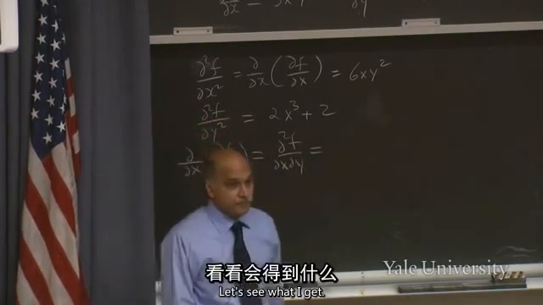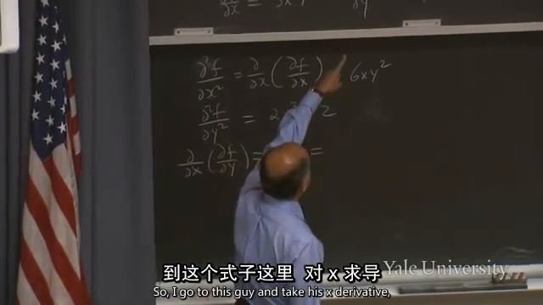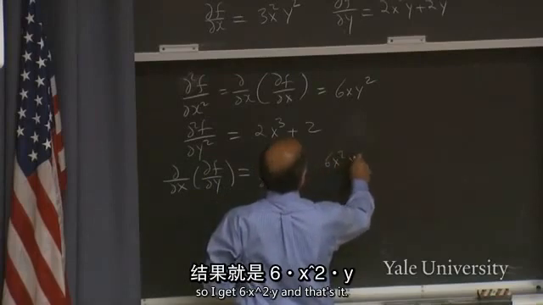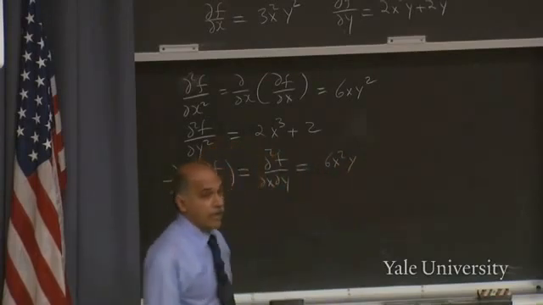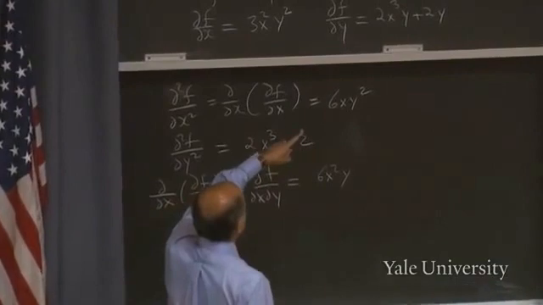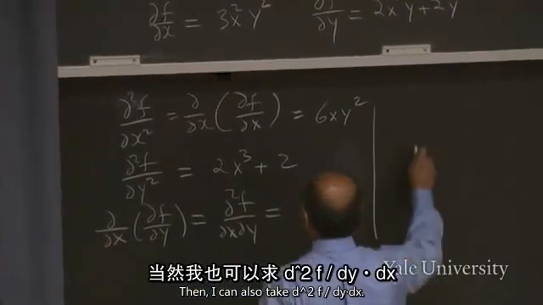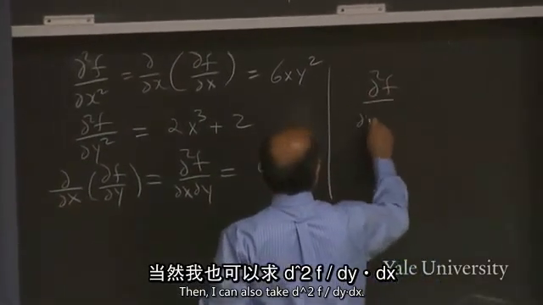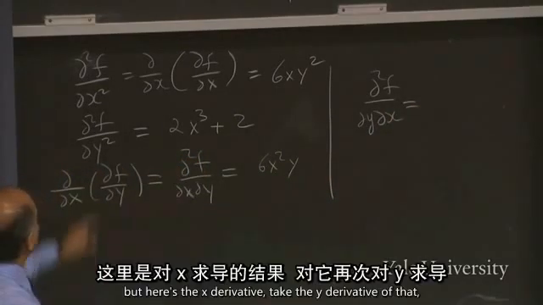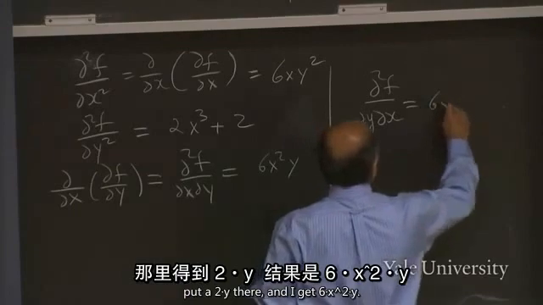Let's see what I get. So I want the x derivative of the y derivative. So I go to this guy and take its x derivative. I get 3x squared from there. So I get 6x squared y, and that's it. So make sure that I got the proper x derivative of this. I think that's fine. Then I can also take d2f dy dx. That means take the y derivative of the x derivative. Well, here's the x derivative. Take the y derivative of that, put a 2y there, and I get 6x squared y.